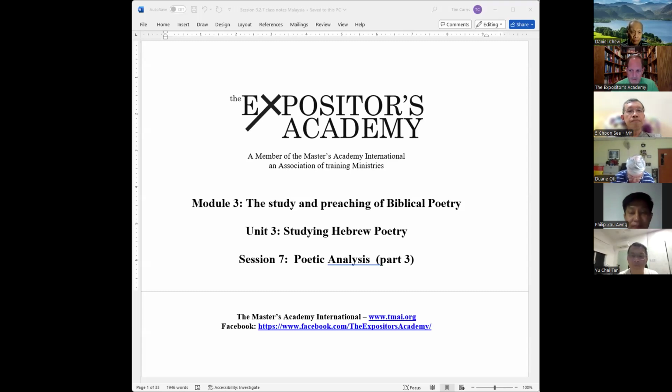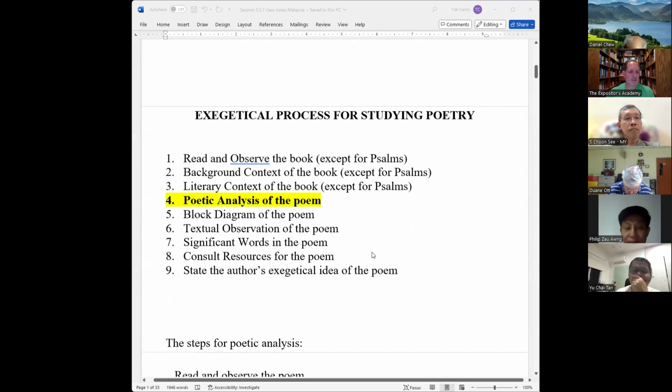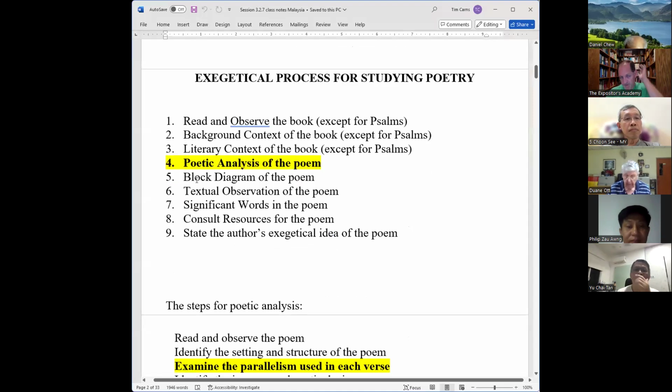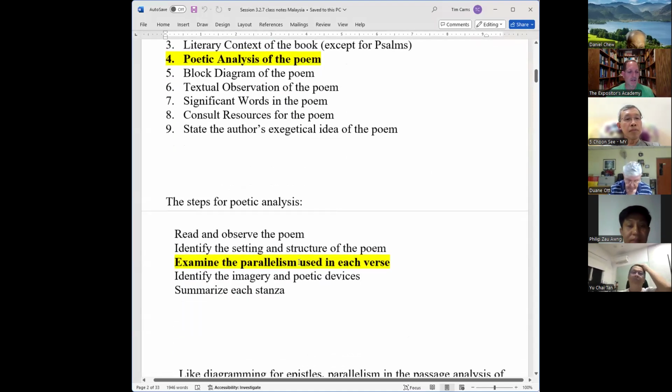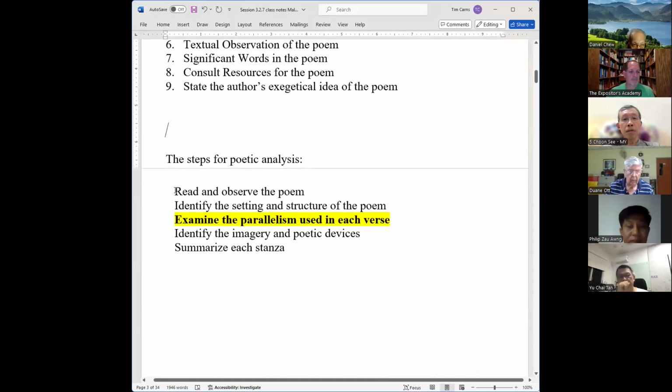Well, it's been a few weeks since we've been able to gather, so we're going to jump right back in looking at poetry together. We've moved toward the poetic analysis step, which has been our focus the last few sessions. If you remember, the steps for poetic analysis are these five. We looked at the first two in the last couple of sessions. Again, our focus is now just looking at the poem itself. So we want to do the reading and observation. And then last session, we looked at identifying the setting and the structure of the poem.